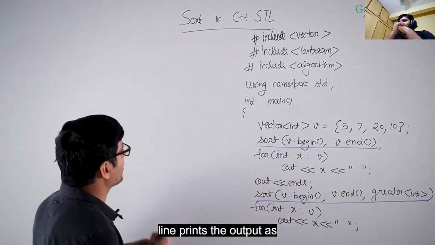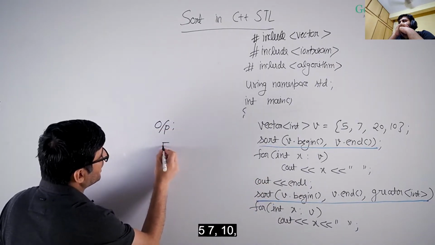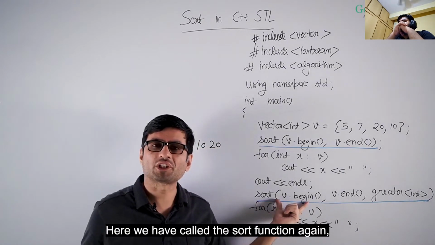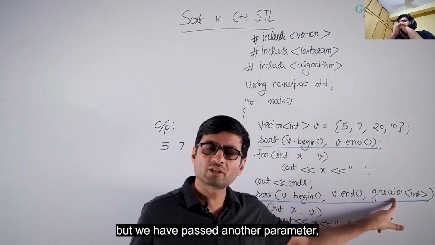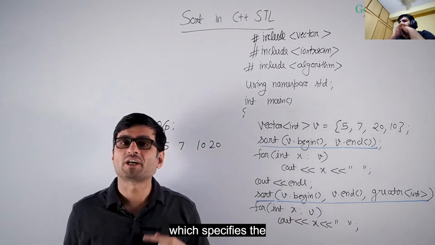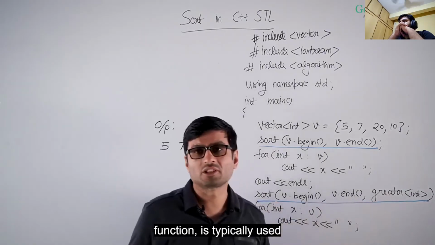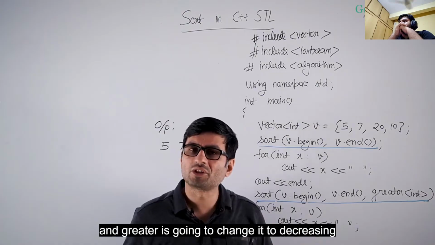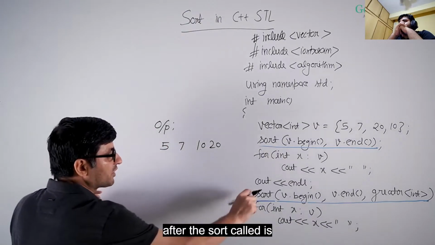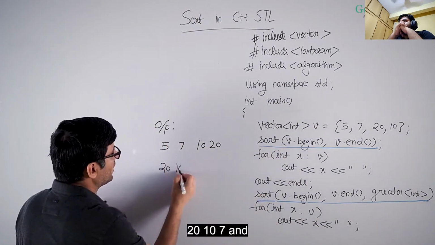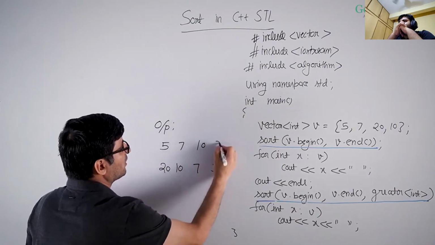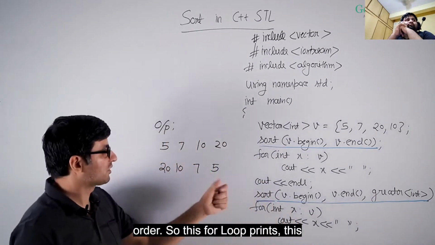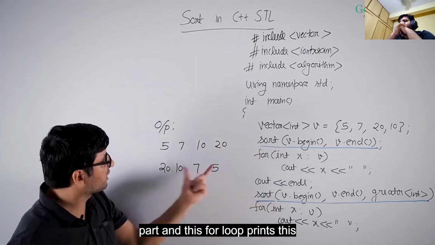So this line prints the output as 5, 7, 10, 20. Here we have called the sort function again, but we have passed another parameter, the third parameter, which specifies the order of sorting. And the greater function is typically used to reverse the default order. Default order is increasing order, and greater is going to change it to decreasing order. So the output after the sort call is 20, 10, 7, and 5. So when you pass the greater function as an argument, it reverses the order and you get the array in decreasing order. So this for loop prints this part and this for loop prints this part as an output.